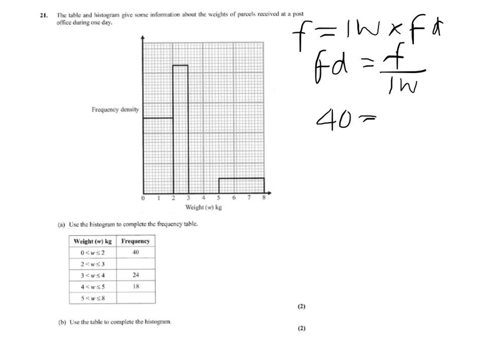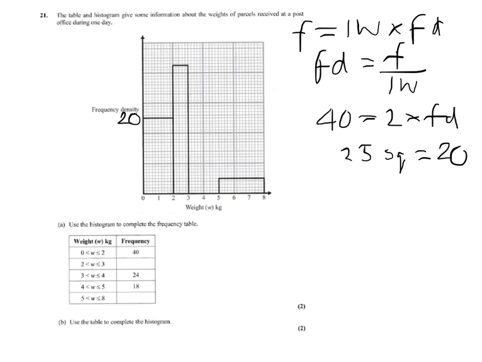So 40 equals 2 times the frequency density. So the frequency density then is 20, lining up with the mark between 1 and 2. Now if you count the squares, you'll see that there's 25 little squares lining up with a frequency density of 20.